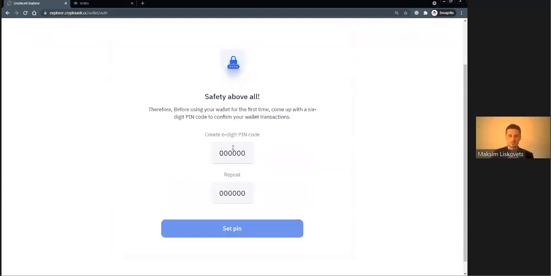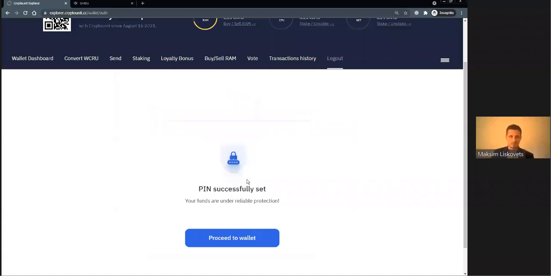The next step is to create a 6-digit PIN code. You create it every time you enter your wallet, so it means that you create it for one session only. Therefore, next time you may change it or use the same, it doesn't matter, but please remember, if you come here rarely, then you may use the same 6-digit PIN code. So you create it, repeat it, and click this blue button. And to enter your wallet, you click Proceed to Wallet.